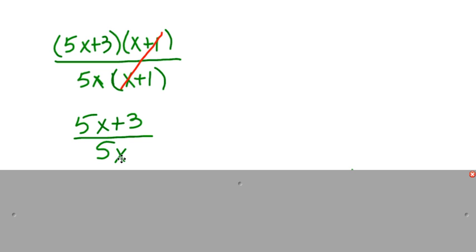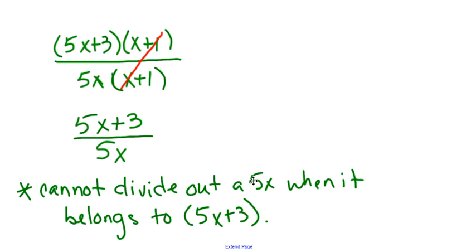So this step here is where the error is at, your third step, the student work, because you cannot divide out the 5x. Because again, this is one term, 5x plus 3. This is a separate term, 5x. They are not alike, so you cannot divide it out. This would be the correct simplified form for your rational expression.